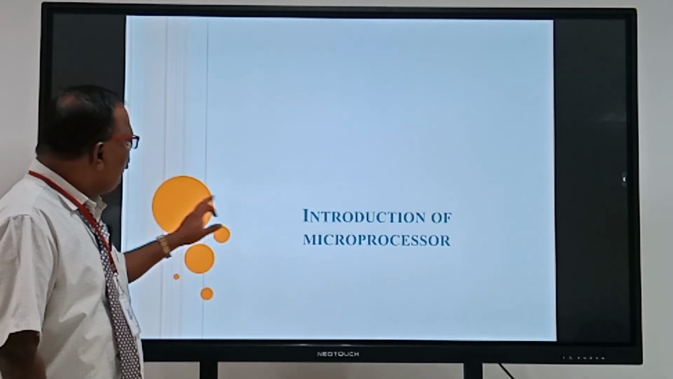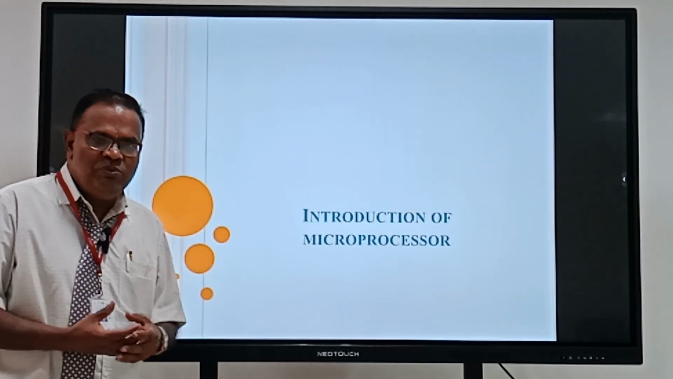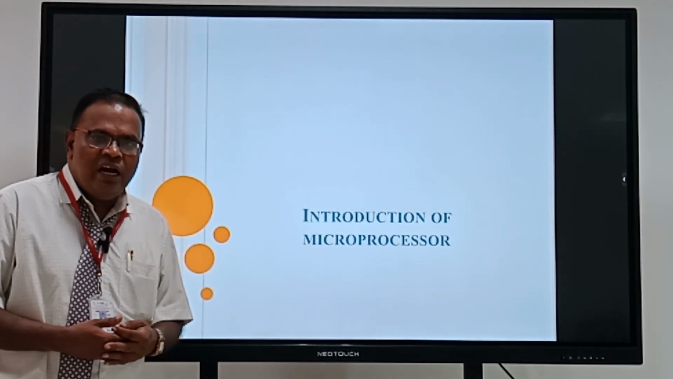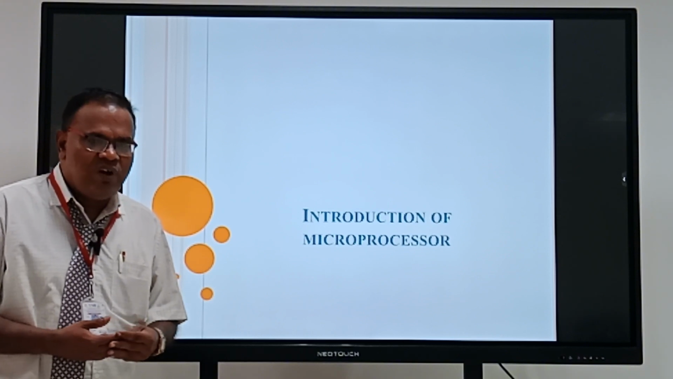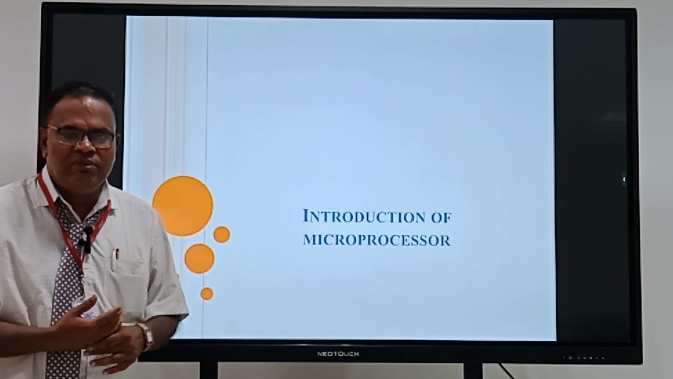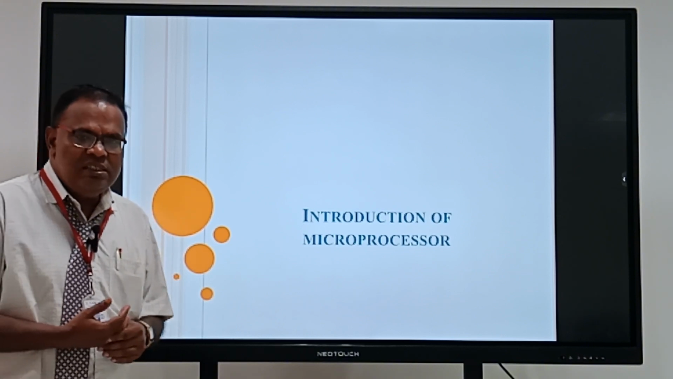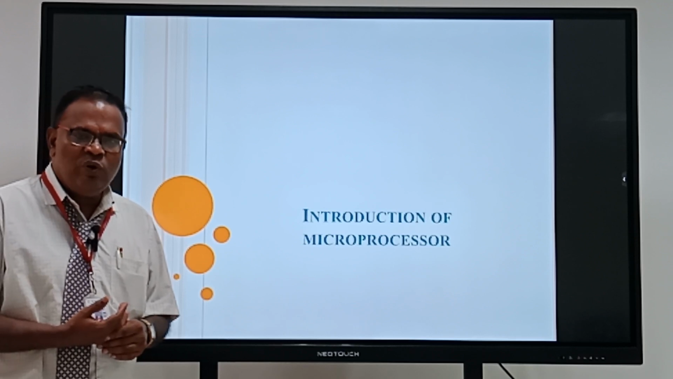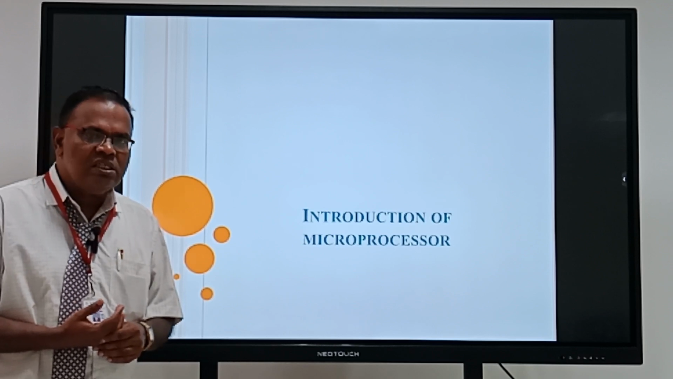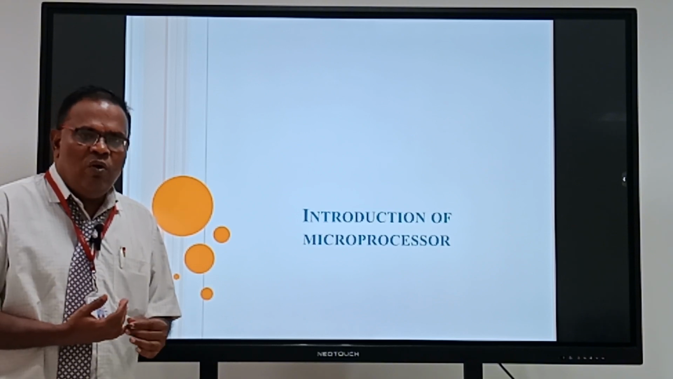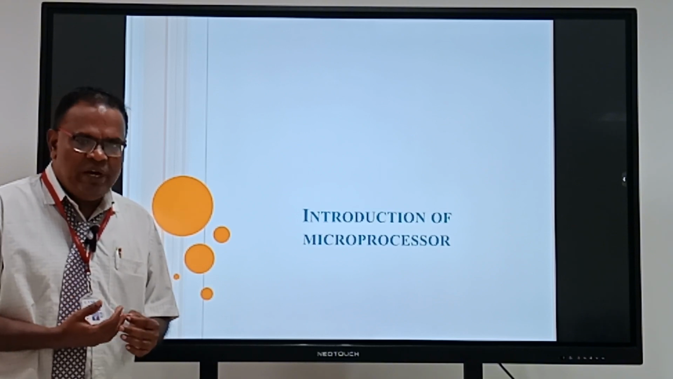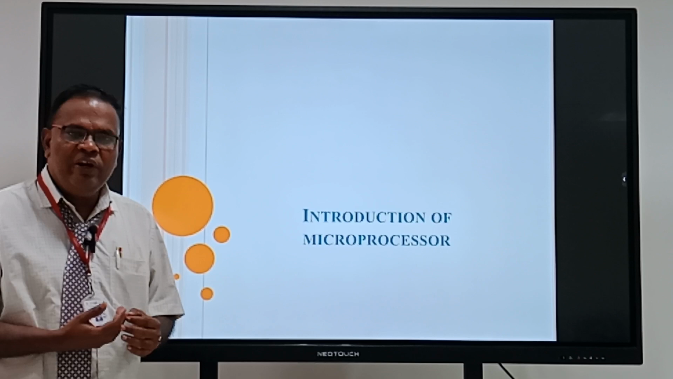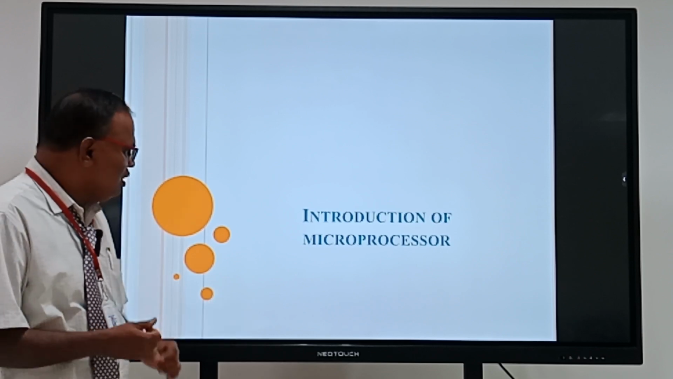Basically, a microprocessor is a single chip device. It is a device capable of addressing 64 kilobytes of data. This data we are utilizing is about 64 kilobytes, 128 kilobytes, and 160 kilobytes. Something like that we are going to utilize in this microprocessor.